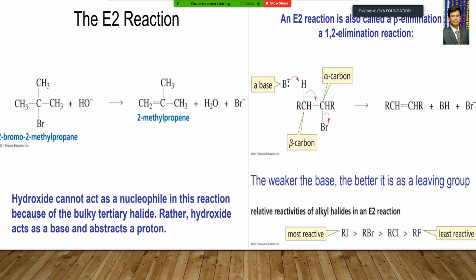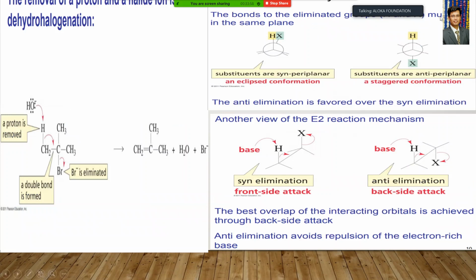The weaker the base, the better is the leaving group. The relative rate of reactions: alkyl iodide is a very good substrate for this reaction, and anything which has a bond that can be broken easily can act as a good leaving group. This can occur in a normal substrate also. Now let's go for the next.